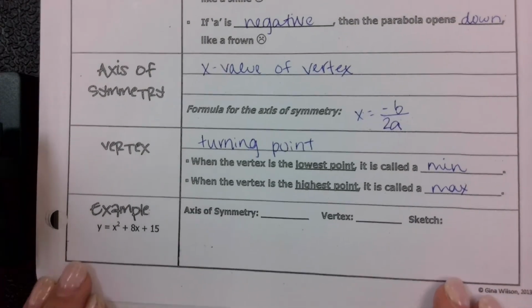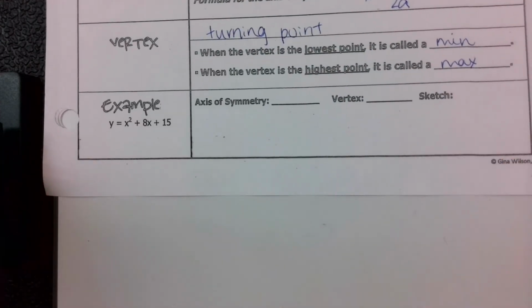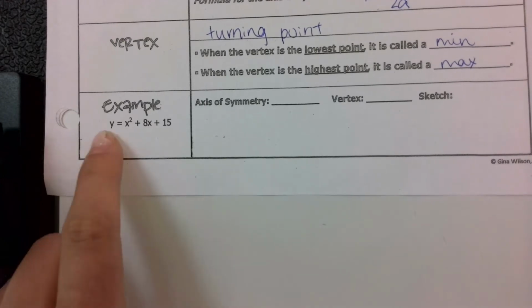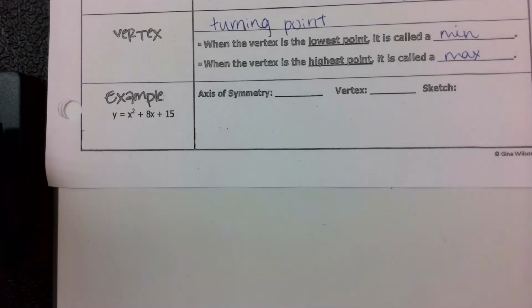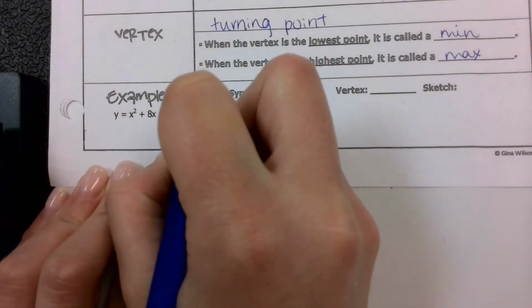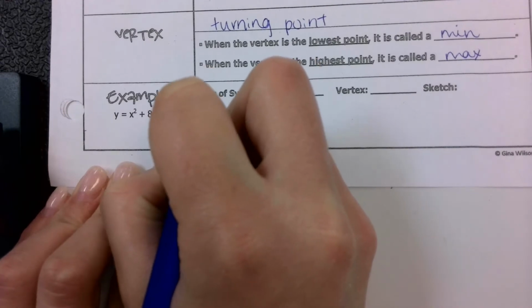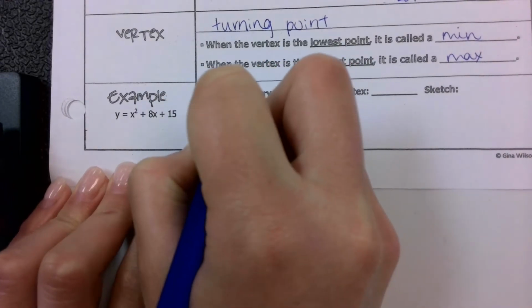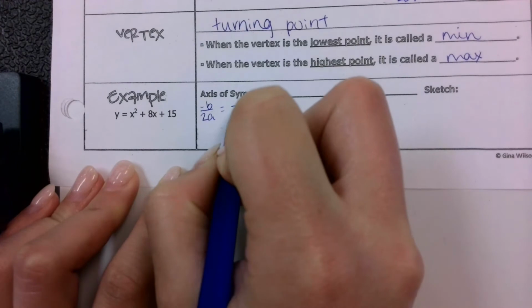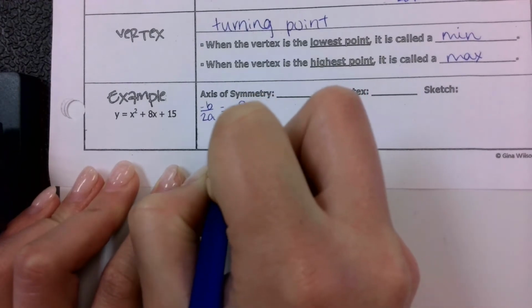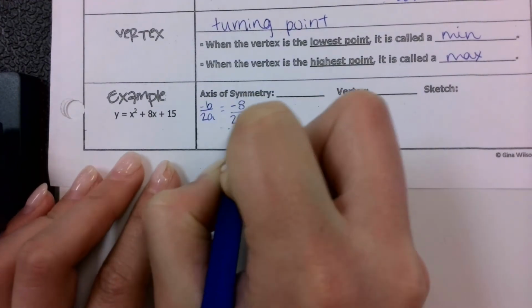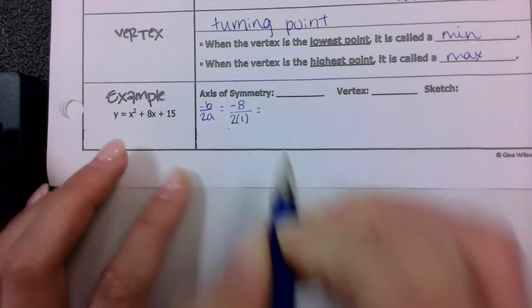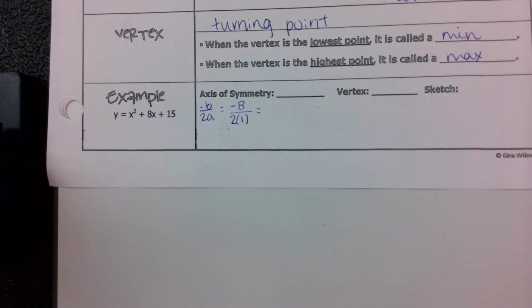Right, so we've got one example we're going to look at the bottom, and then we'll move on to some other things. So we've got x squared plus 8x plus 15. It wants us to find our axis of symmetry. So what's the formula that we're using? Negative b over 2a. What is our b value? So we've got negative 8 over 2 times a. What is our a? 1. What is 2 times 1? So then negative 8 divided by 2, what do we get?